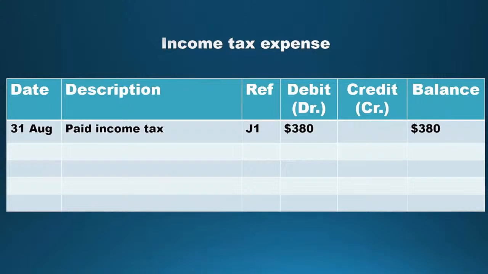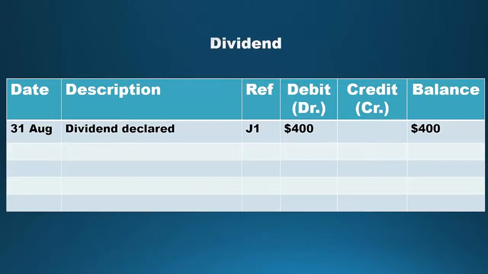Posting to the ledgers. Income tax expense ledger. 1. Date. Write the date, August 31. 2. Narrative. Add the narrative. Paid income taxes for the month. 3. Reference. Include the journal reference, J1. 4. Amount. Enter $380 in the debit column. We debit income tax expense because it's a cost incurred and expenses increase on the debit side.